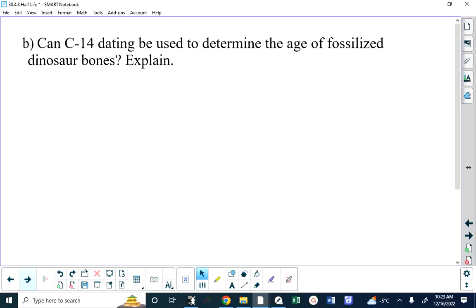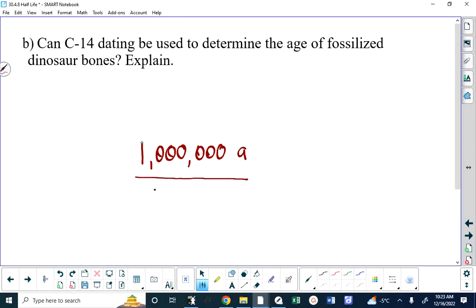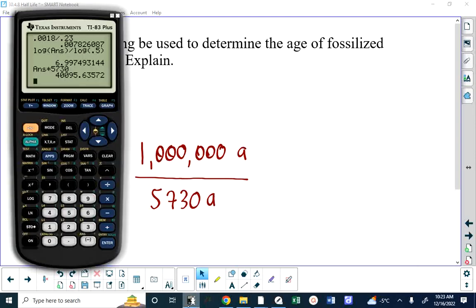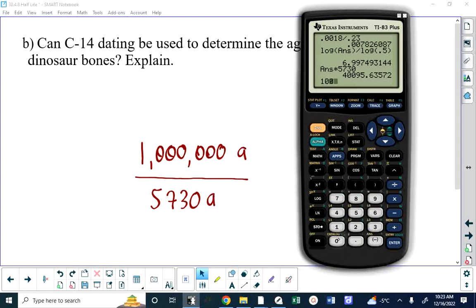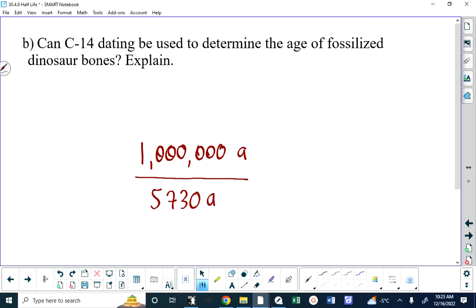Ian? Half-life is too small. We won't have any carbon-14 left to measure over, let's just take 1 million years. 1 million years of time divided by 5,730 years for a half-life is 174, well, let's just call it 175 half-lives.